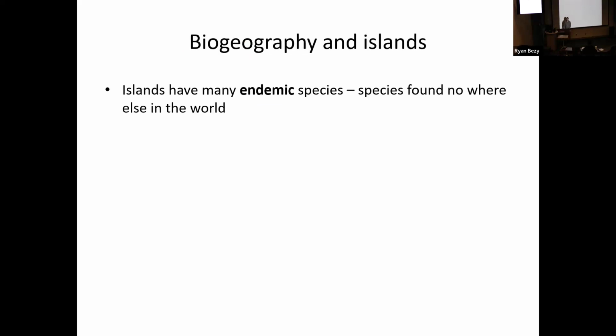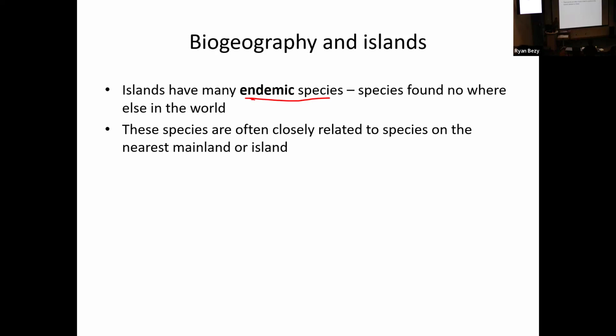Biogeography in particular has been useful when studying islands. Islands are a big thing that's been used to study evolution. This is because islands have many what are called endemic species. And an endemic species is a species that's found nowhere else in the world. So islands tend to have a lot of endemic species. You find that species on that island, but only on that island. And also these species, while they are their own species, tend to be closely related to species on the nearest mainland, or the nearest next island, I should say.